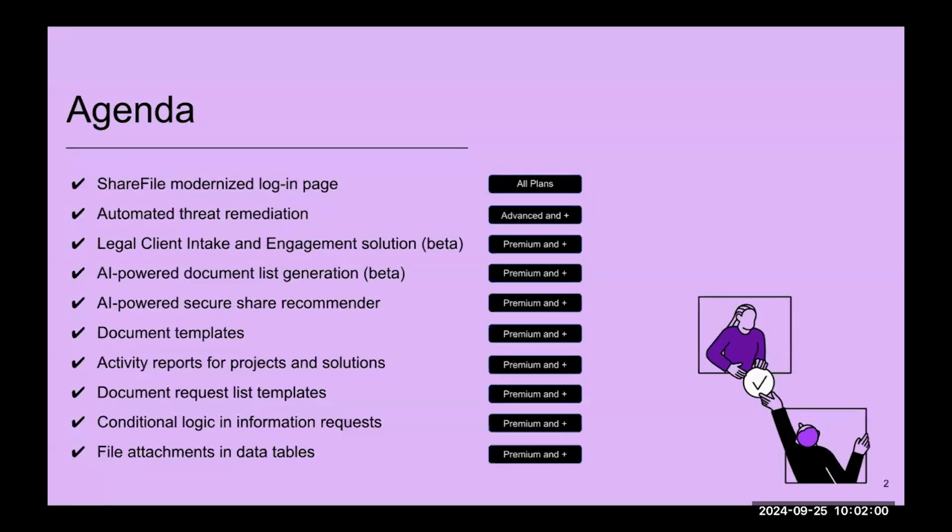When you see these little black tags, they'll be on every single feature slide as a reminder. Anytime you see that plus, it'll mean and above. So for example, with automated threat remediation, you see advanced and above. So that's what that'll mean for you. Just wanted to decode that a little bit.